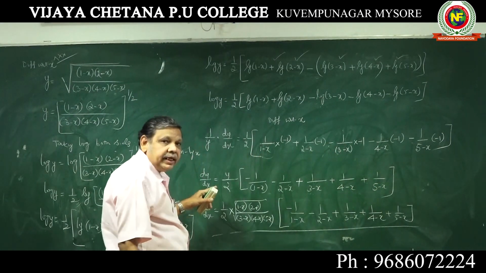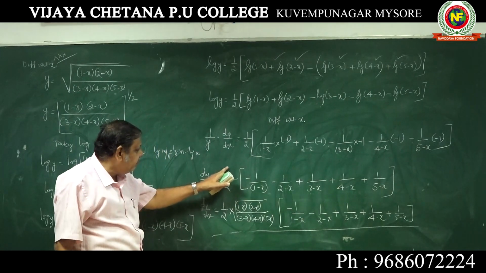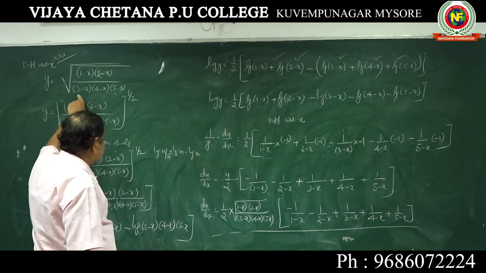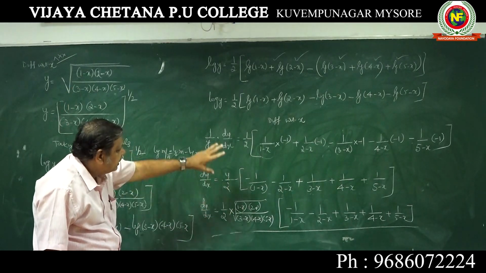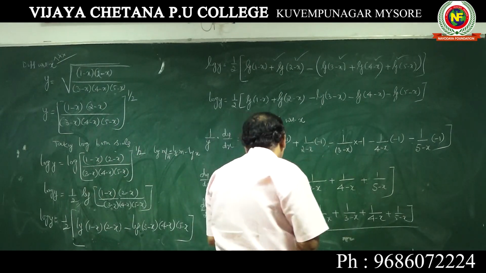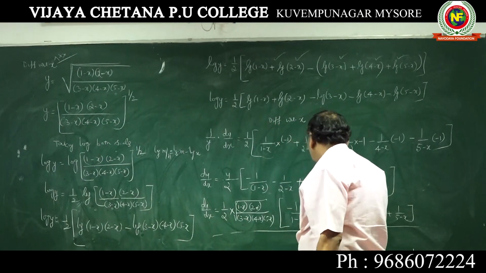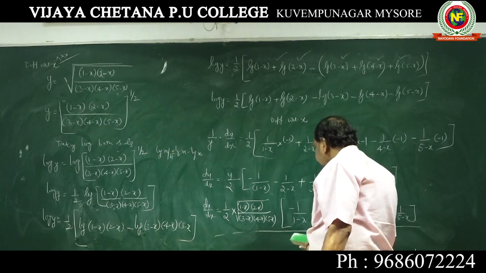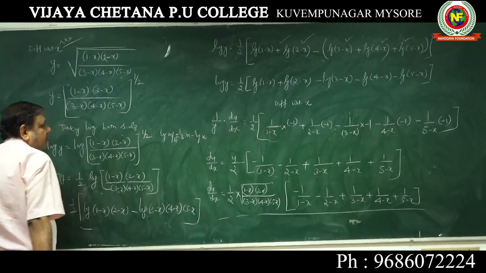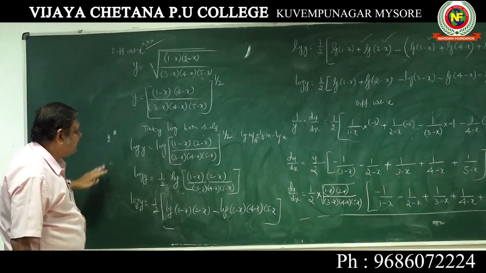Now replace for y. You have to replace for y, which is root of 1 minus x, 2 minus x, 3 minus x, 4 minus x, 5 minus x, into so much. Those are the things you have to write, and the whole thing, answer will be minus 1 over 1 minus x, 2 minus x, 3 minus x, 4 minus x and 5 minus x, and that is the answer for your problem. And this problem is given in your text.